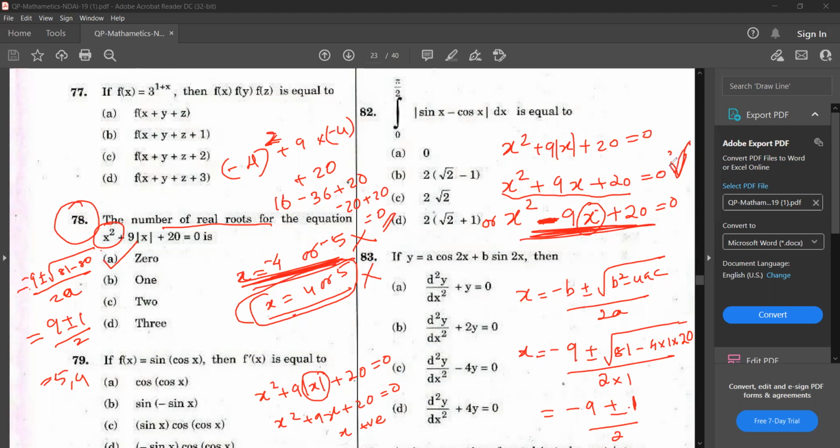Don't get confused. First, I found the roots of this equation. Then I found the roots of the other equation. Then, for this equation to be satisfied, since modulus is there, this positive should remain, which means x should be positive. For the negative to go, I need negative x. But this is not becoming true for these four values. So there are no real roots. That is the answer. Zero real roots. Okay, that is the answer.